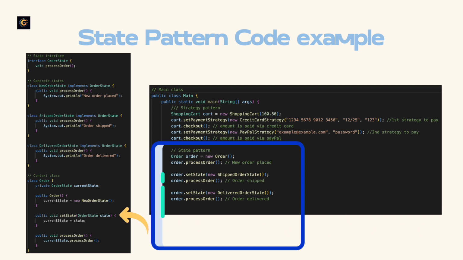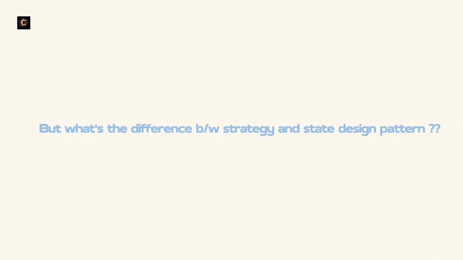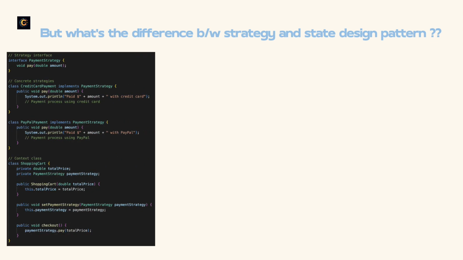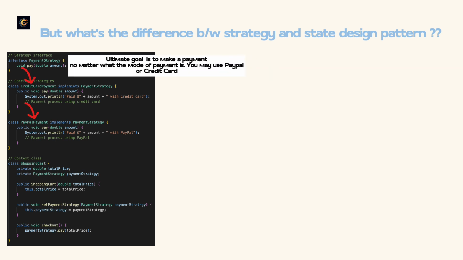Now, you might be thinking, what is the difference in state pattern and strategy design pattern? Both of them are changing something, but where is that thin line? Let me tell you. So here is the key difference. In strategy pattern, we set the payment strategy using either PayPal or credit card. This allows us to choose different algorithms, which are the payment methods, to achieve the same goal, which is of making a payment.